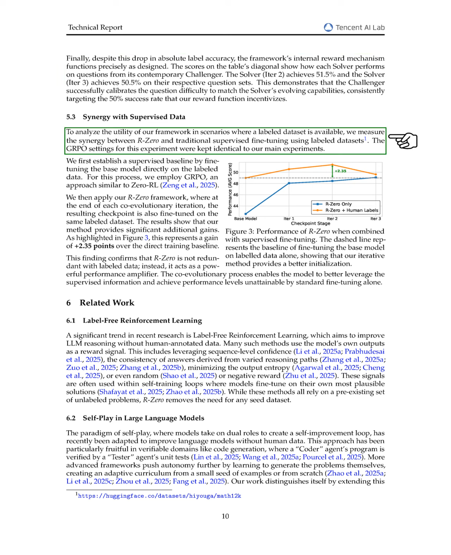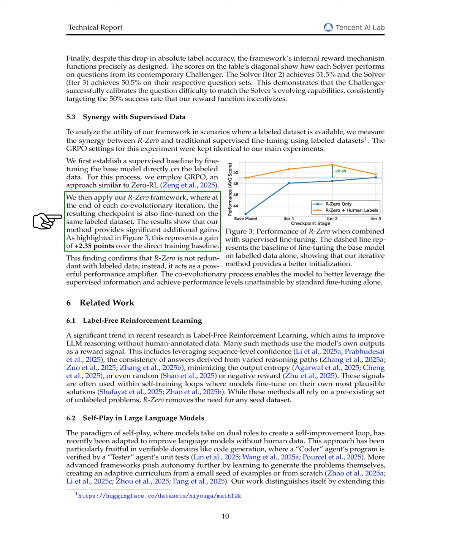Finally, we explore the synergy between our framework and traditional supervised fine-tuning when labeled datasets are available. We maintain the same GRPO settings as in our main experiments. We first establish a supervised baseline by fine-tuning the base model directly on the labeled data. Then, we apply our R0 framework, fine-tuning the resulting checkpoint on the same labeled dataset after each co-evolutionary iteration.